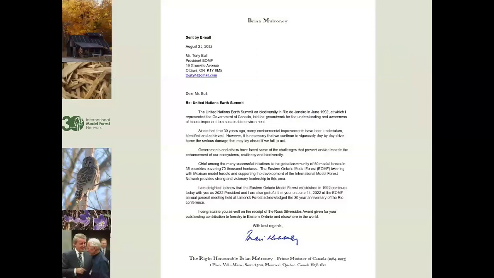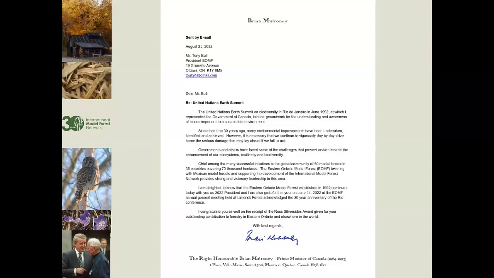I want to start the presentation with a special announcement we made earlier this week. The Eastern Ontario Model Forest and the Ontario Woodlot Association are remembering Brian Mulroney, our former Prime Minister, and the fact that he was very much the instigator and the leadership behind the Canadian Model Forest Network and International Model Forest Network, during his tenure as Prime Minister, towards the end of his tenure.